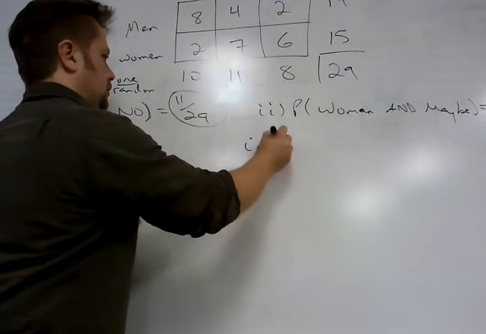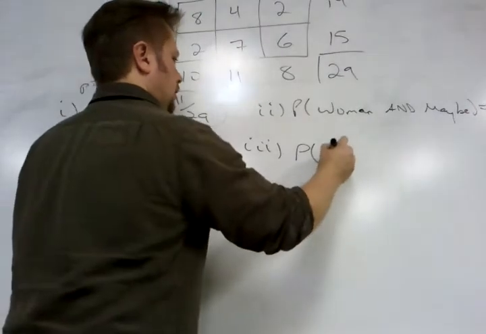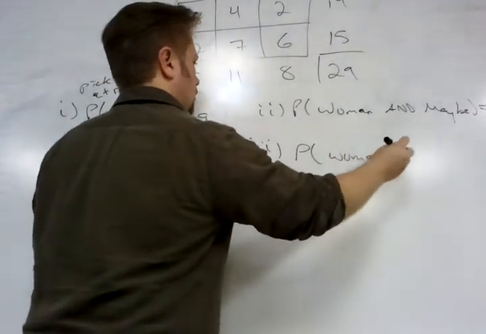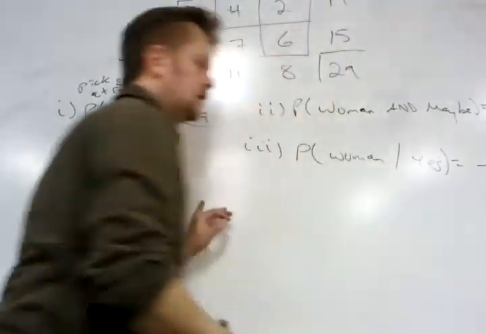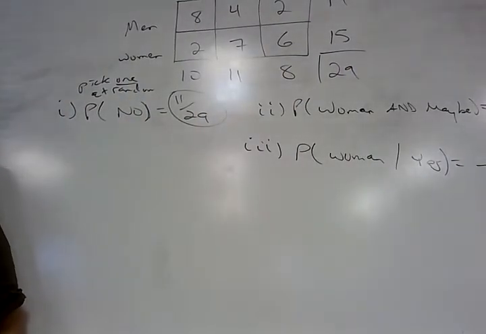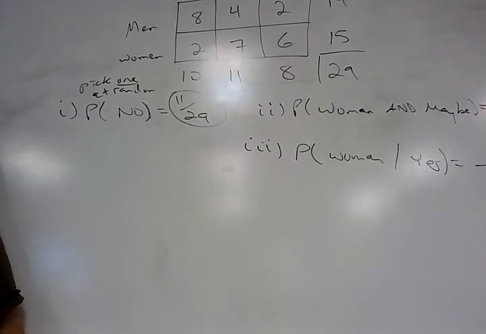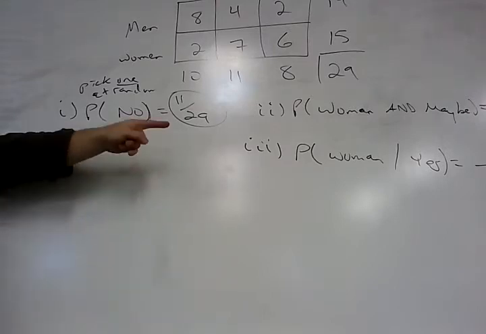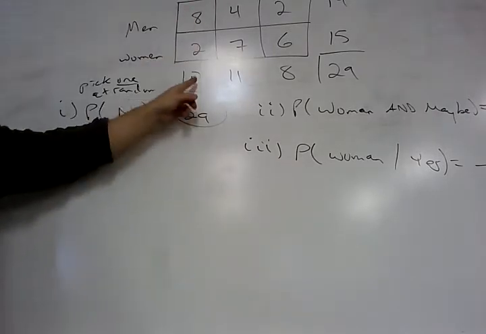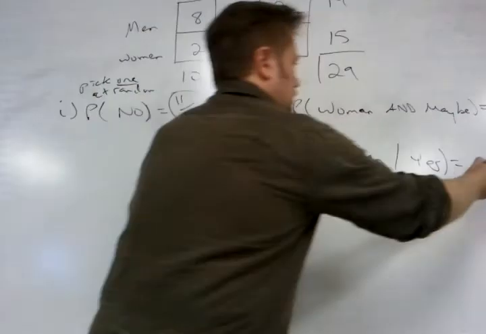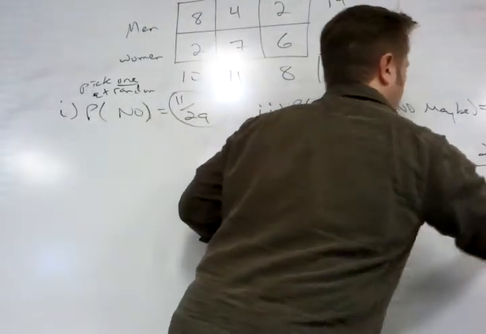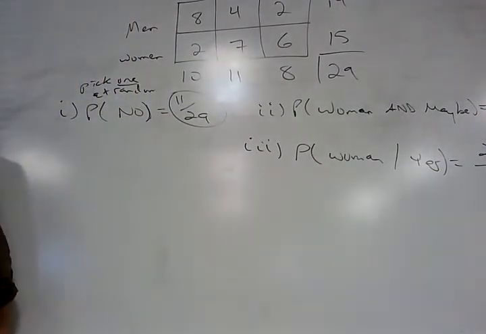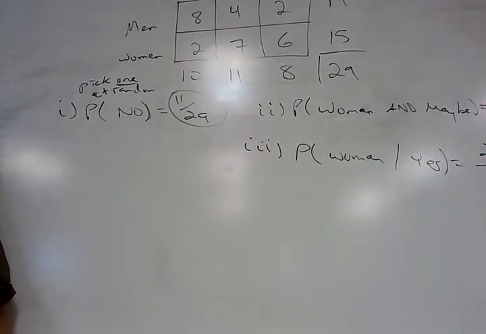So that example would be something like, what's the probability it's a woman given that they said yes. What's going to go on the bottom? What do you know about this person? 10. The information I was given was that they said yes. So there are 10 people that said yes. Out of those 10 people, how many are women? Two. So it's 1 out of 5. Cool. Is that all right?